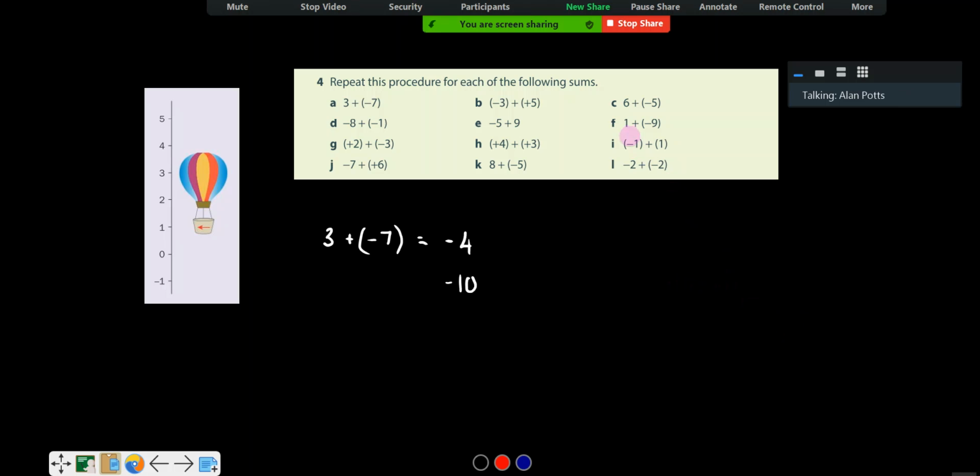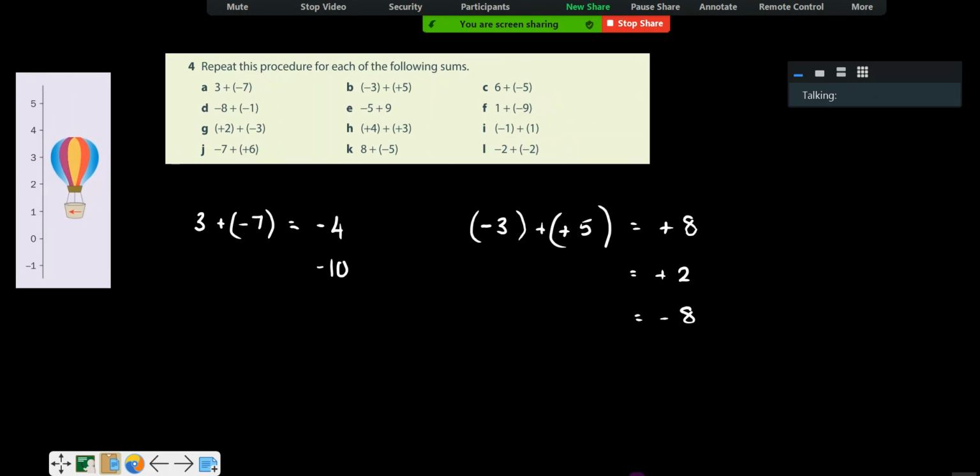Let's have a look at another one then. Let's have a look at negative 3 add a positive 5. What do you think? So you think that would be positive 8. Any other options? Positive 2 or negative 8. Okay. Any other options? You think positive 2? Okay.